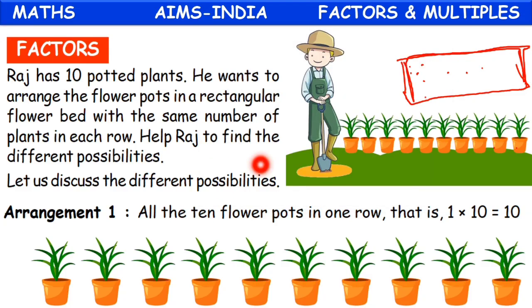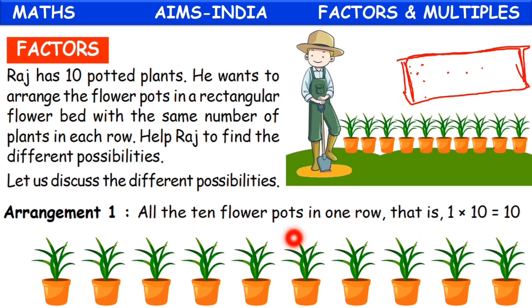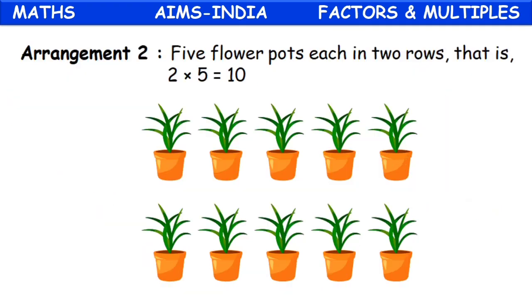Now we should help Raj to find out the different ways in which he can arrange them. Let us discuss the different possibilities. Arrangement 1. All the 10 flower pots in one row, that is 1 into 10. All the 10 flower pots are arranged in a single row, children. Is this possible? Yes, we can arrange all of them in a single row.